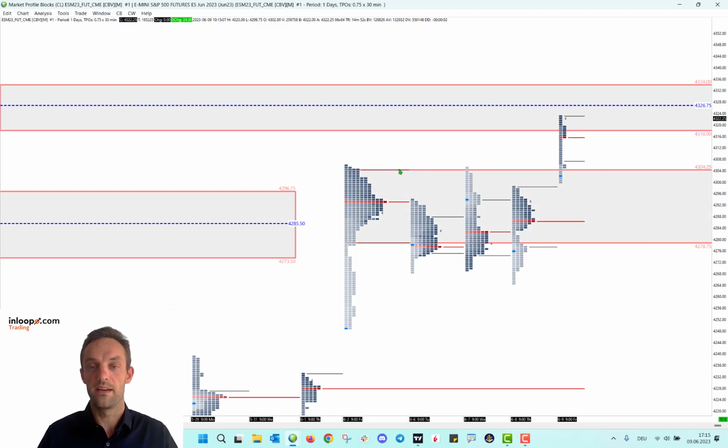Value area high, this is this line, with the level of about 4,304, and then the value area low, support line at the level of 4,278. And these are the support and resistance lines for the next day.